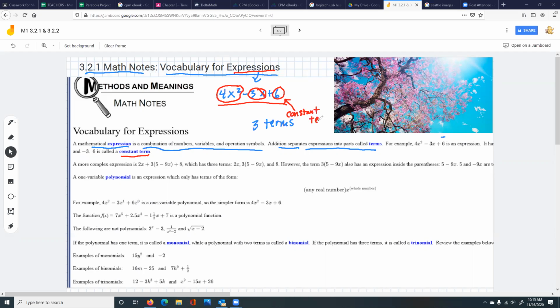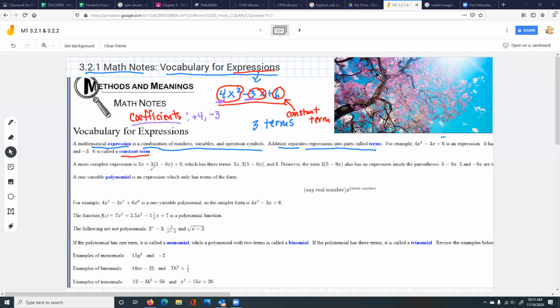Let's write that down. And then we need to know what coefficients are. Coefficients, let's write that down. That's important. Coefficients are the numbers in front of the variables. So 4 is your coefficient here, and -3 is your coefficient. So our coefficients are +4 and -3 for this problem. 6 does not count as a coefficient because it's a constant term. So 4 is a coefficient of x squared and -3 is a coefficient of x. Now you know what a constant term is, and this is a mathematical expression.